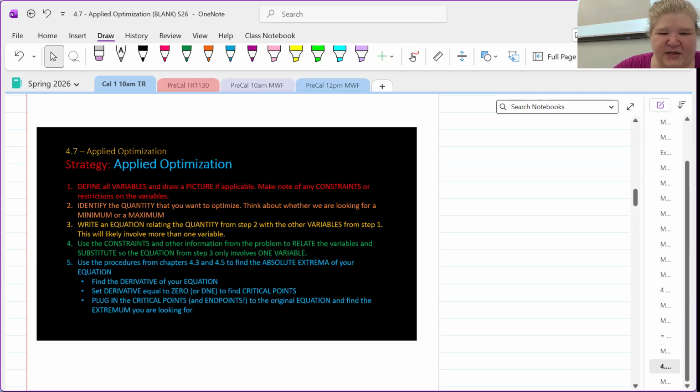So identify the quantity you're optimizing, write an equation relating the quantity with the other variables, and then use the constraints so the equation is only one variable. And then find the derivative, set it equal to 0, and get the critical points.